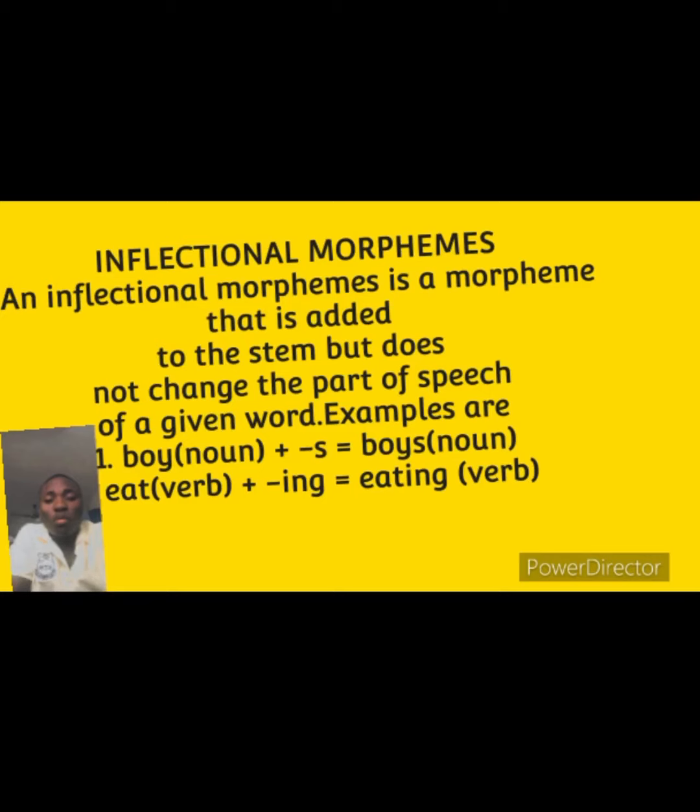An example is boy. Boy is a noun, plus s. Thus, it will be boys, and boys too is a noun. Adding s to boy, they are both nouns. And eat is a verb. Adding ing will be eating. Eating too is a verb.